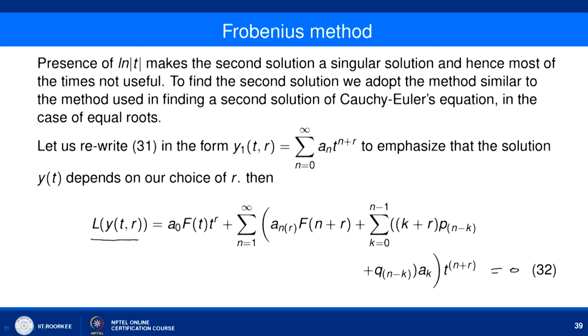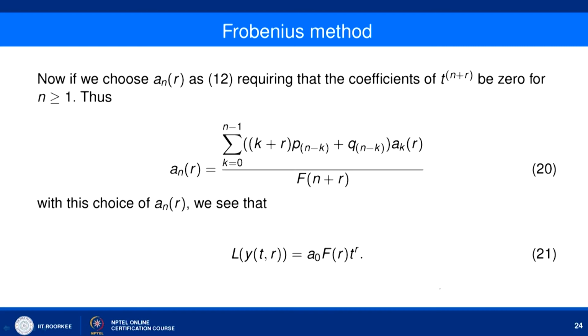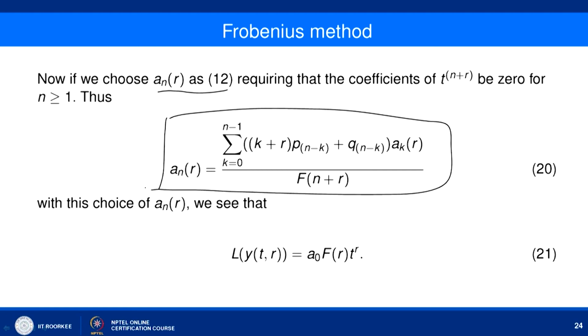So, we need to find r and a_n in a way such that this expression gives a 0 value. Here we choose a_n, requiring that the coefficient of t to the power n plus r be 0. This is the expression which we have already utilized: F(n+r) a_n(r) is given as minus the sum from k equal to 0 to n minus 1 of ((k+r) p_{n-k} + q_{n-k}) a_k(r). That is how we choose our coefficients a_n.